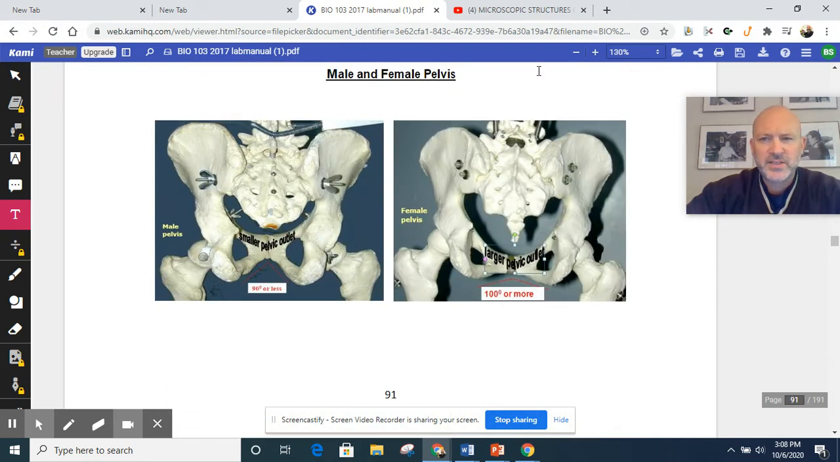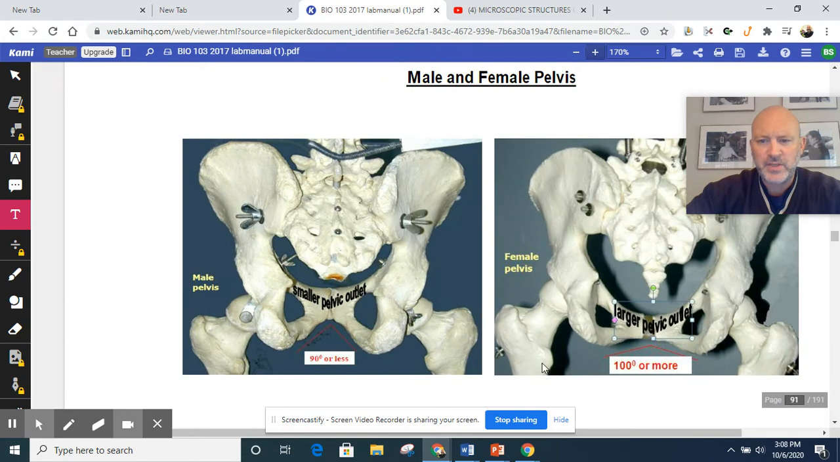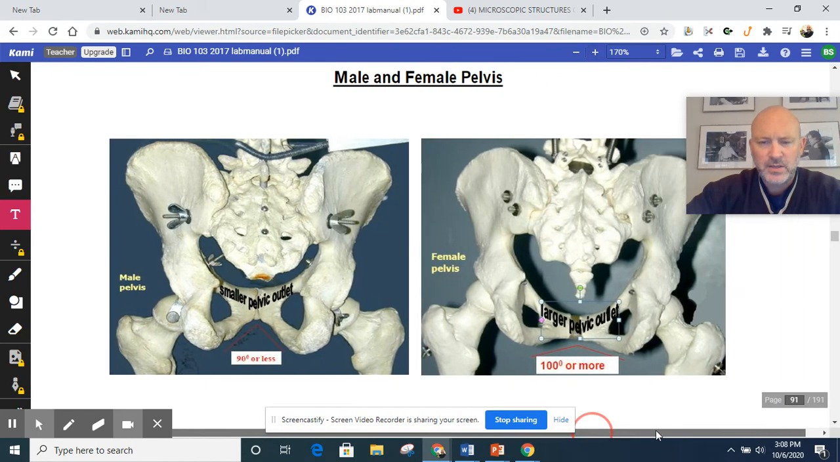Now, there's a way to tell the difference between males and females by looking at the pelvis. For one, there is an angle difference when it comes to the pubis bones. In the male, this angle is 90 degrees or less. Compared to the female, the pubis bone over here, you can see this angle is much greater. It would be 100 degrees or more. So if you're looking at a pelvis and this pubis bone, this is the easiest way to tell.